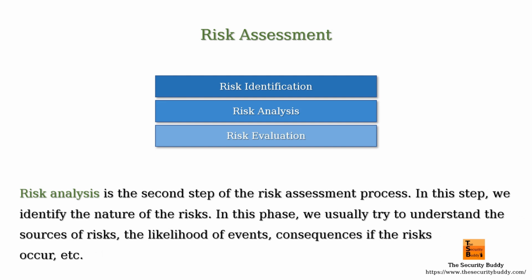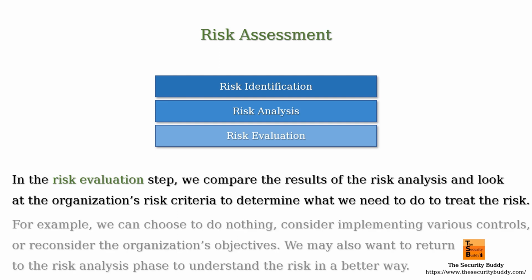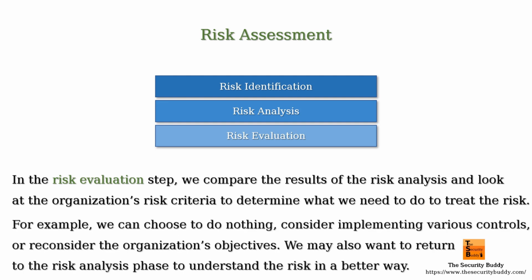In this step, we identify the nature of the risks. In this phase, we usually try to understand the sources of risks, the likelihood of events, consequences if the risks occur, etc. In the risk evaluation step, we compare the results of the risk analysis and look at the organization's risk criteria to determine what we need to do to treat the risk. For example, we can choose to do nothing, consider implementing various controls, or reconsider the organization's objectives. Sometimes we may also want to return to the risk analysis phase to understand the risk in a better way.